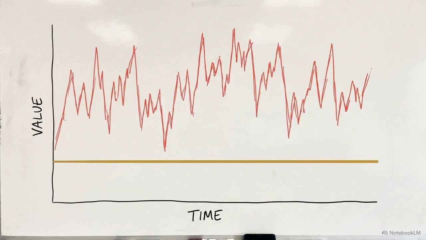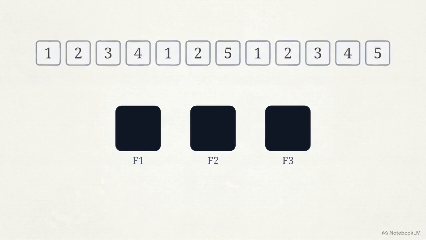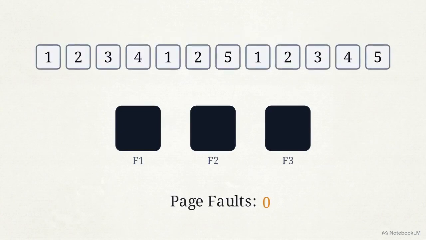OPT functions as the definitive mathematical lower bound, a fixed benchmark for evaluating the efficiency of every functional, heuristic algorithm used today. Here is an empty array, tracking an allocation of exactly 3 physical memory frames. Above it sits our test dataset, a 12-step timeline of incoming page references, waiting for execution. At step 1, the system requests page 1. Because the frames are entirely empty, the operating system must fetch the page from disk, triggering our first page fault.